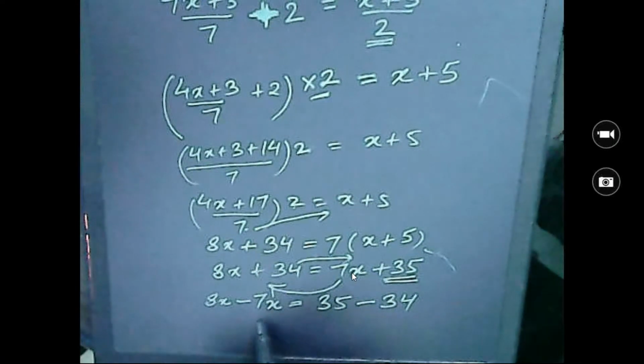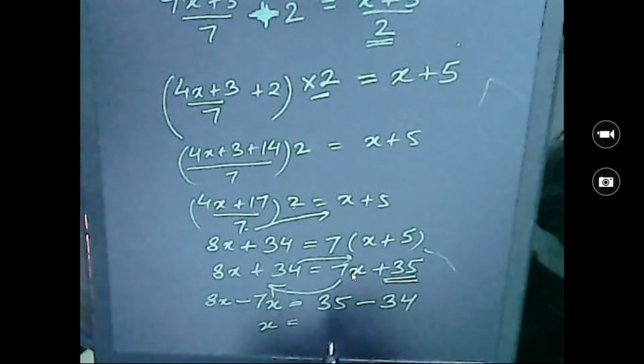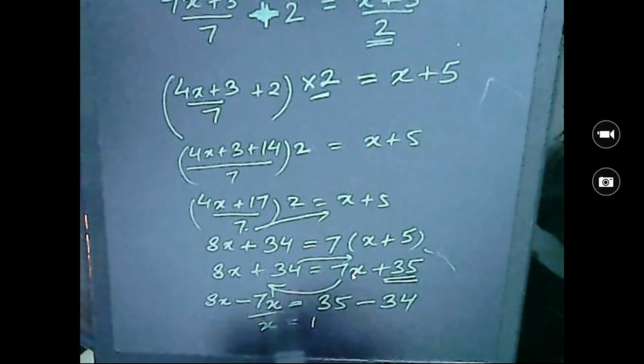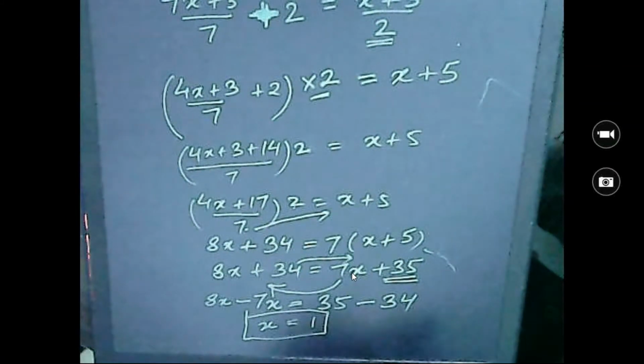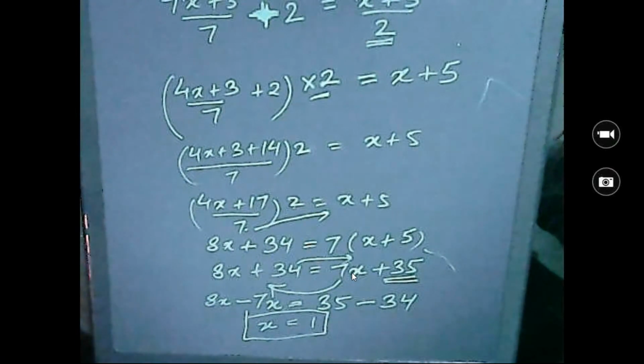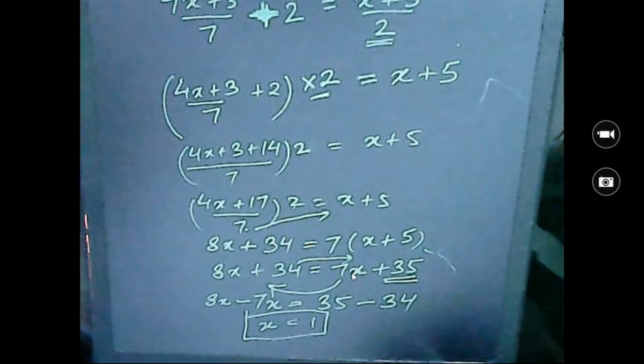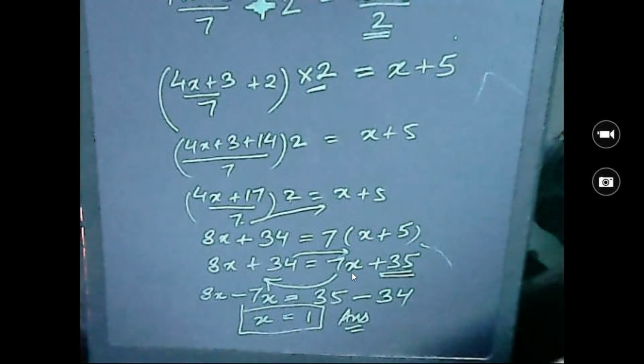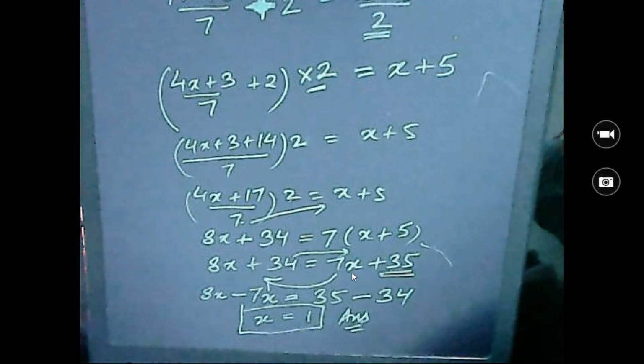8x minus 7x equals 35 minus 34, right? So this will be x equal to 1. 35 minus 34, that will be 1. So this is your solution, right? So x equal to 1 will be your answer. I hope this point is clear to all of you, and now you will be able to perform some kind of task over the given expression.